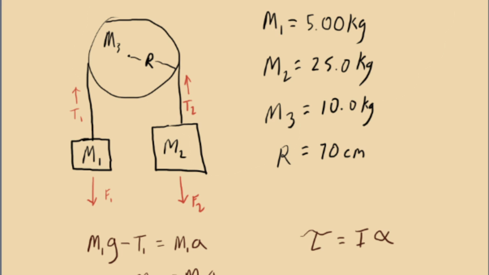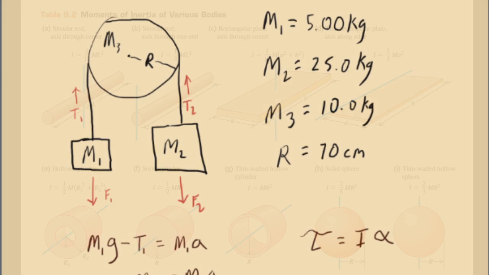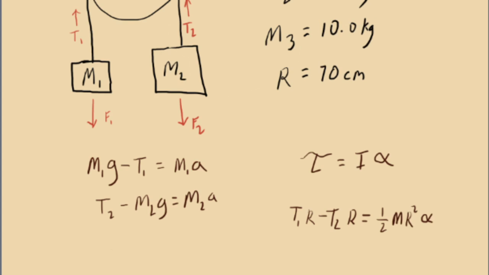our first torque is this torque from tension 1 times R, and then in the opposite direction we have tension 2 times R. And then in this case, we're going to represent our moment of inertia, I, as a disk. If we look at our moment of inertia table, we're going to use letter F, I think that says, yes, a solid cylinder. So it's just 1/2 mr squared.